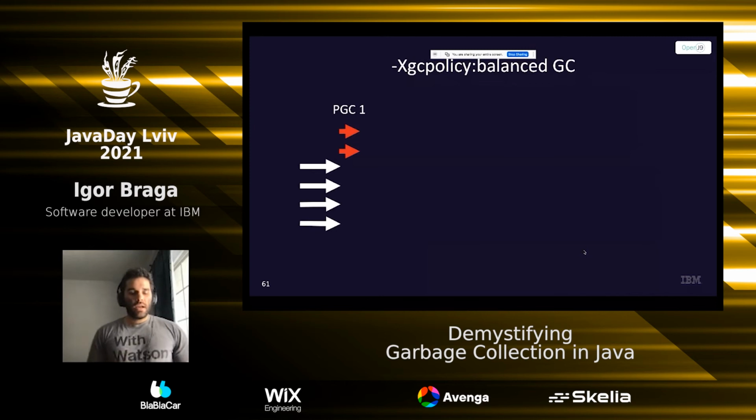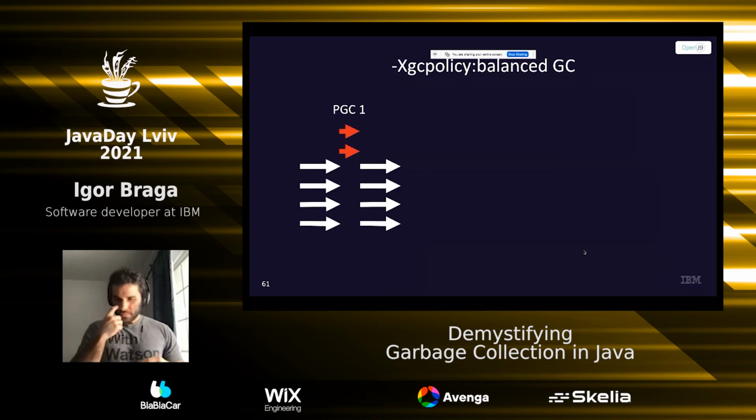Cool. So this is how balanced GC behaves. White arrows again are application threads. Red arrows are the GC threads. So PGC here stands for partial garbage collection. And this is a copy collector, kind of similar to the scavenger, right?